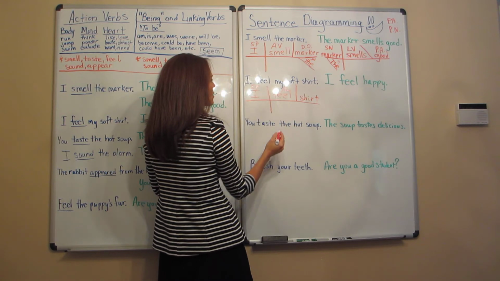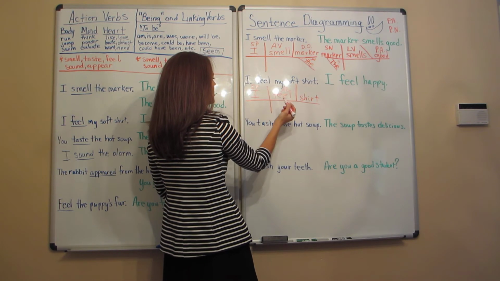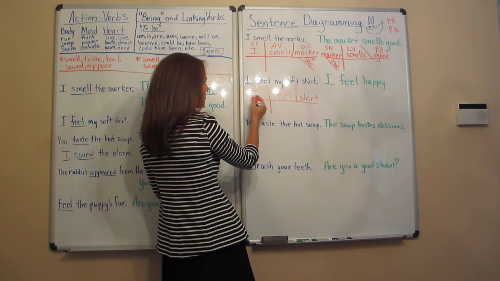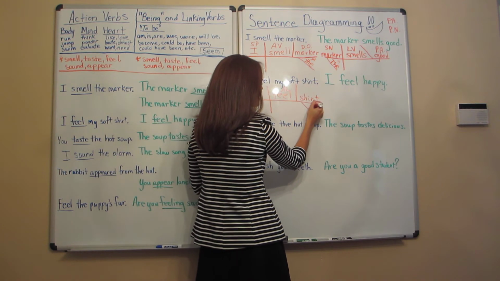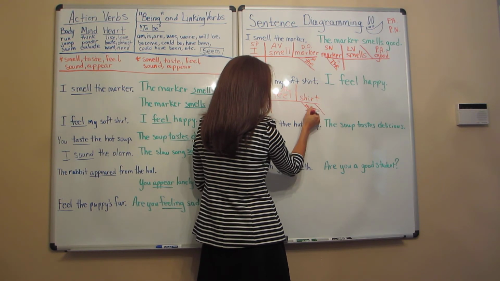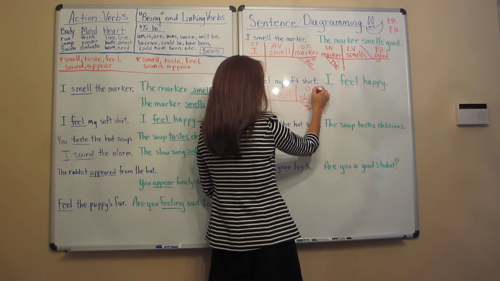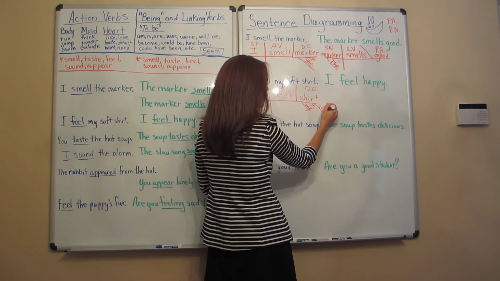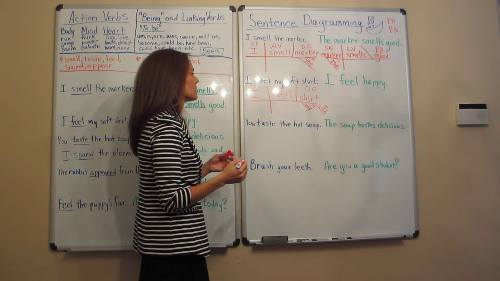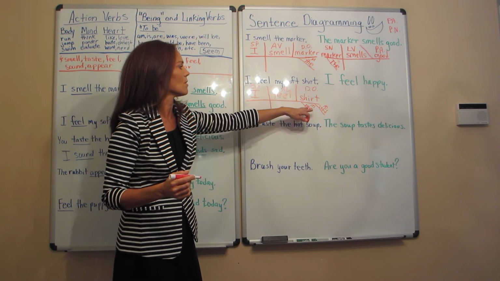I feel my soft shirt. Where does my and soft go? Is it my soft feel, my soft I, or my soft shirt? Well, it's under shirt, because it modifies shirt. Shirt was your direct object. My is a modifier. Soft is a modifier. They're also adjectives. I feel my soft shirt.